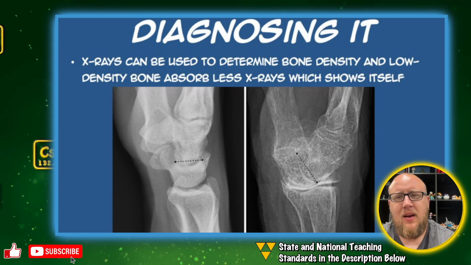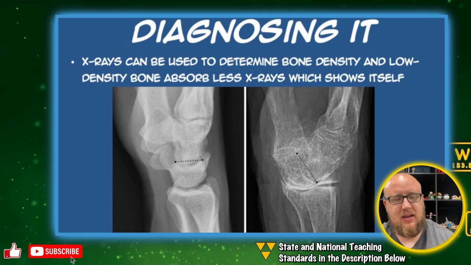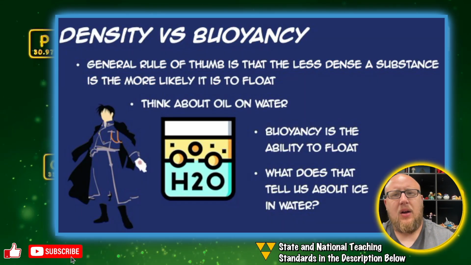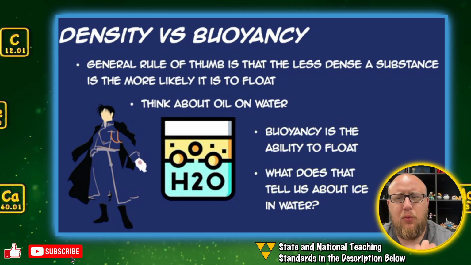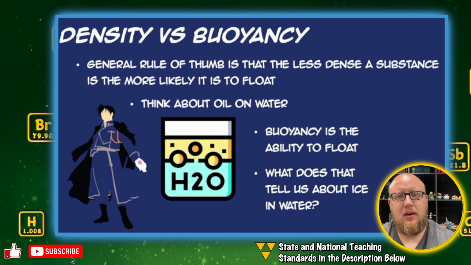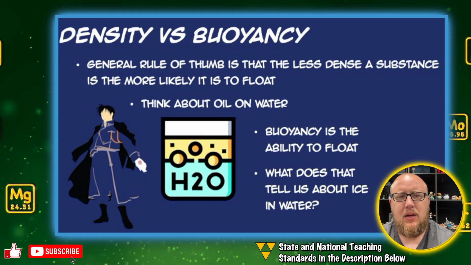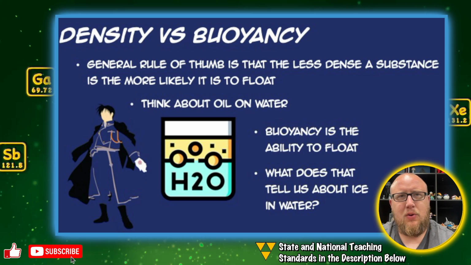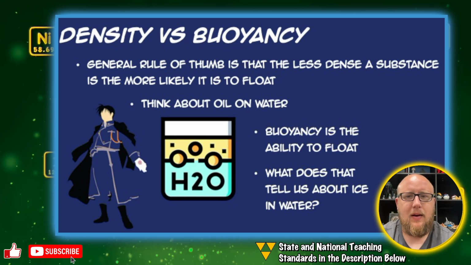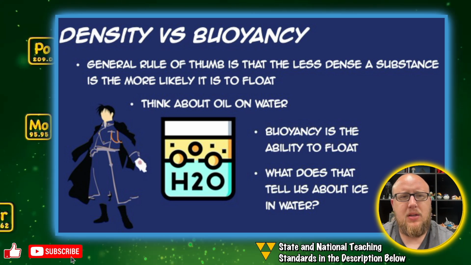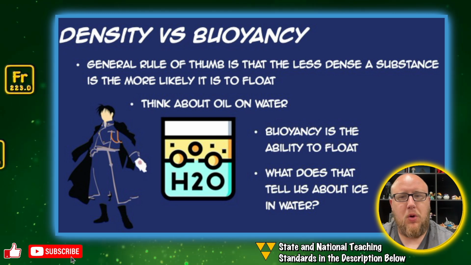That webbing is less prominent. So I wanted to just get you with density on this. Let's continue and talk about the difference between density and buoyancy, or let's just be honest, how they are related. General rule of thumb is the less dense a substance is, the more likely it's going to float. For instance, your boats, whether it's a warship or a little raft, those boats are less dense than water, thus allowing them to float on water.